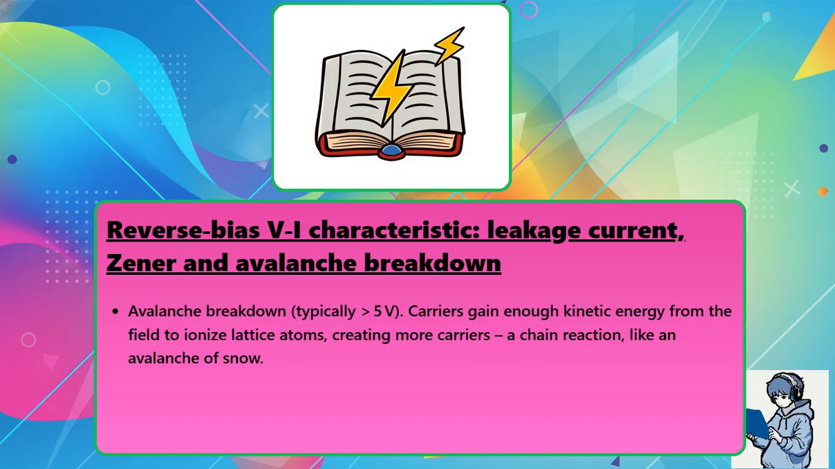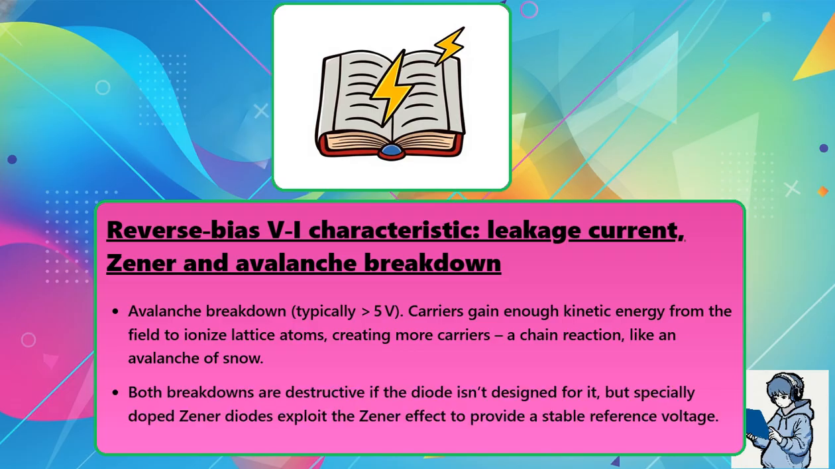Avalanche breakdown, typically greater than 5 volts. Carriers gain enough kinetic energy from the field to ionize lattice atoms, creating more carriers, a chain reaction, like an avalanche of snow. Both breakdowns are destructive if the diode isn't designed for it, but specially doped Zener diodes exploit the Zener effect to provide a stable reference voltage.